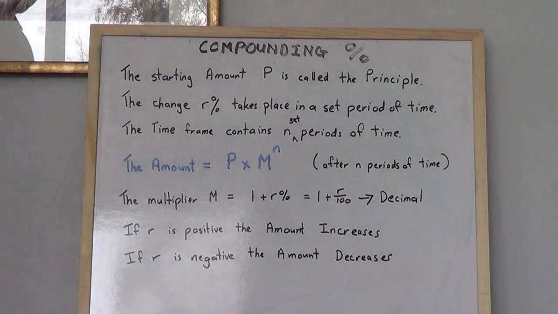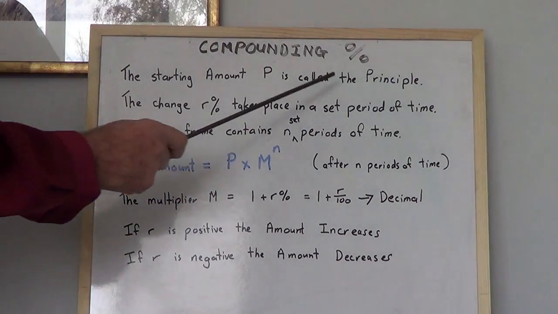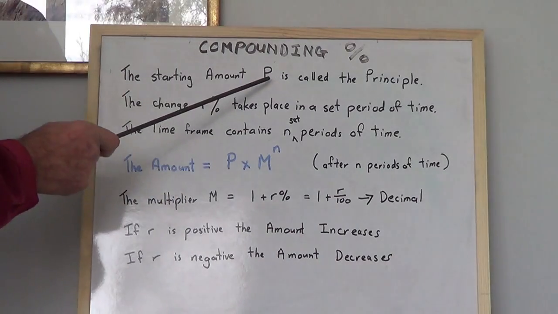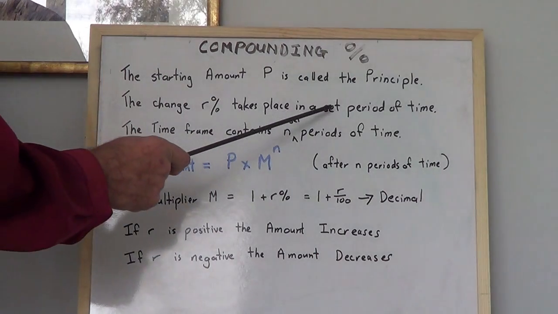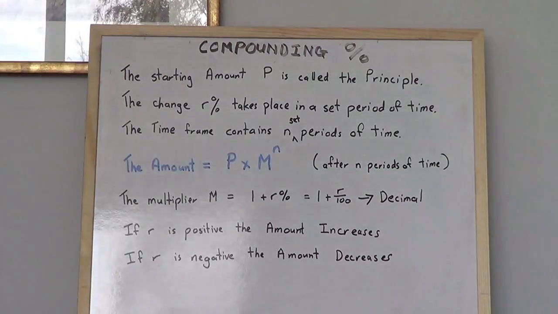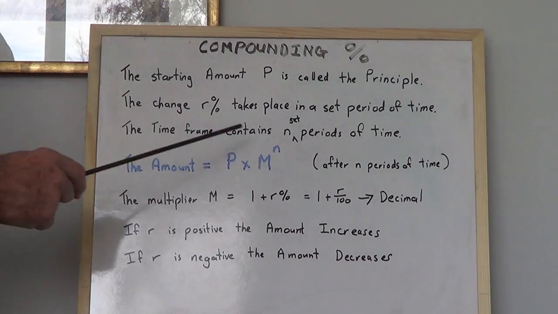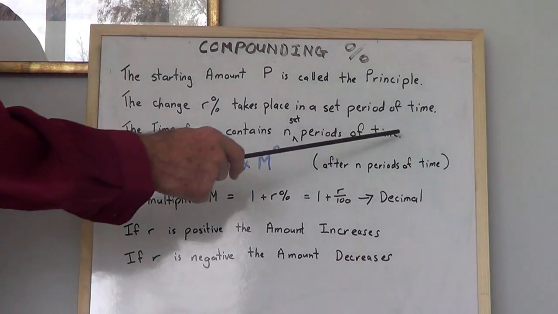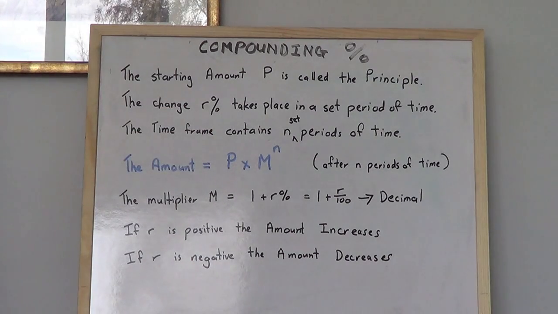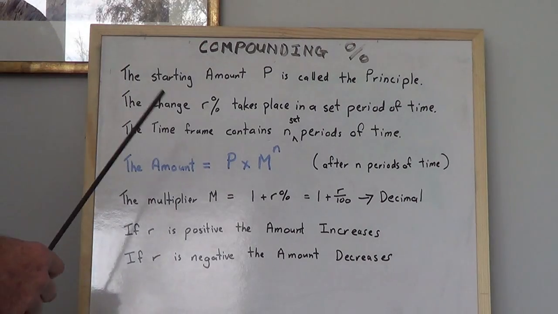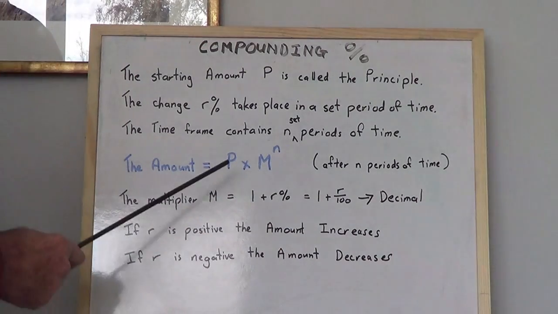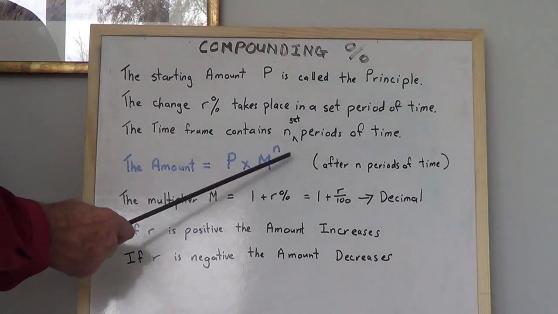There are a few things you need to know. The starting amount is called the principal, and the symbol we use is P. The change, R%, takes place in a set period of time, and in the time frame of a question there will be n sets of this period of time. Now there's going to be a formula that you use. The formula is: the amount after n periods of time is equal to the principal times the multiplier to the power of n.